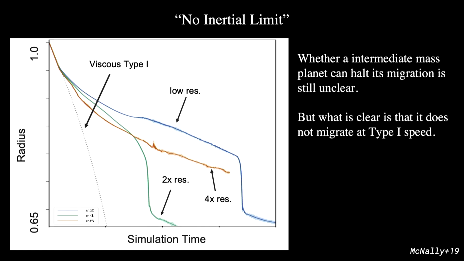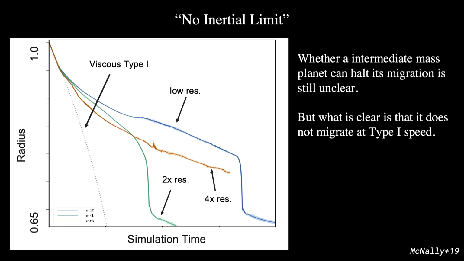Here is a simulation of a planet that is supposed to be undergoing feedback. Over here, this dashed line is what it would have done in physics if it were moving at viscous type 1's rate. And over here, these three lines are basically the same simulation with different resolutions. And you see that the planet is stalling, but then something happens here. It falls, and you don't get the same answer when you change resolution. The only thing that you know for sure is that they don't do viscous type 1.